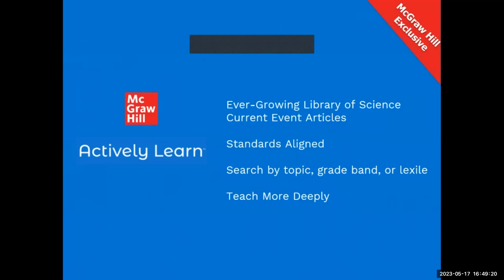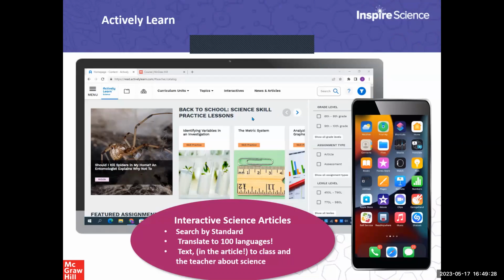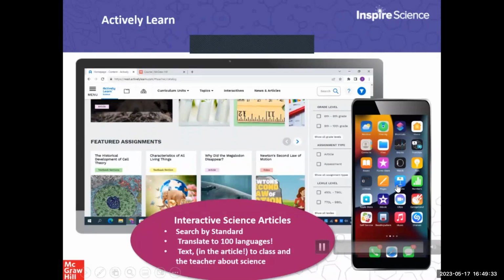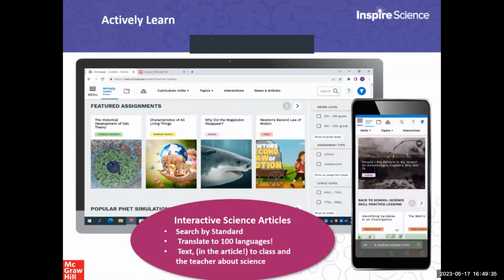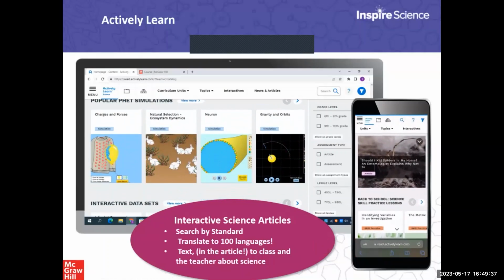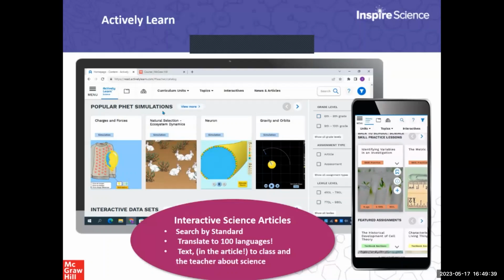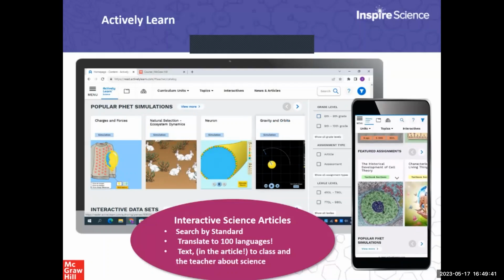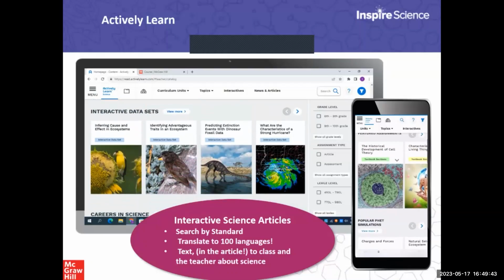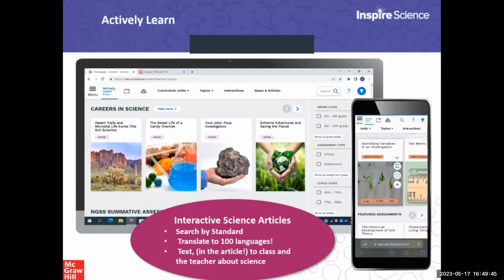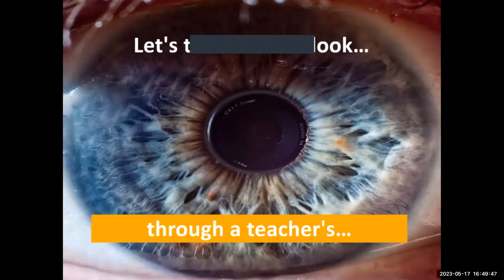So we've actually acquired a company called Achieve 3000, which has a product called Actly Learn. And it's an ever-growing library of science articles, current events, and web quests that explore phenomena from around the world, and it embeds videos and articles and question prompts and discussions in a really rich interactive experience for students as well. Really essential, taking the phenomena to the next level.